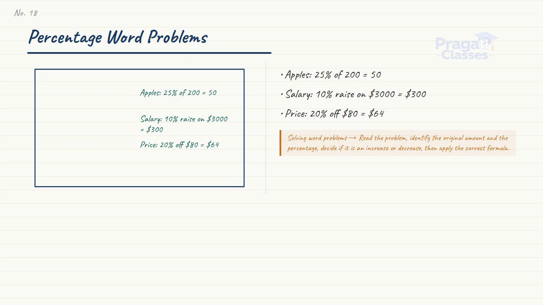Here's how you crack these every time: read the problem carefully, spot the original amount and the percentage, decide if it's going up or down, then pick your formula, increase or decrease, and plug it in. The math is the same, the story just dresses it up differently.